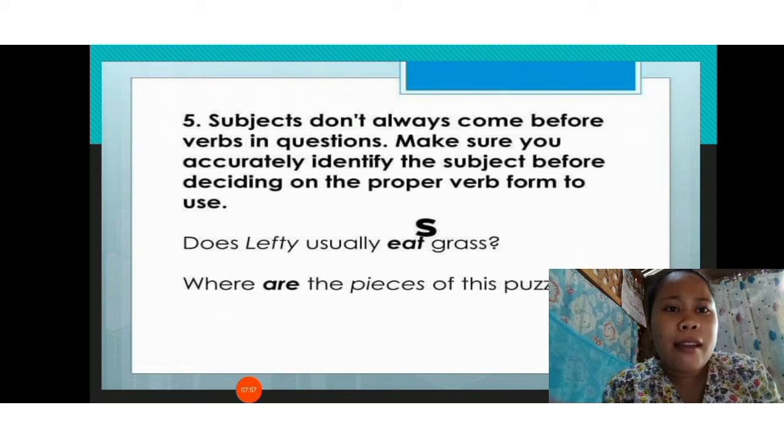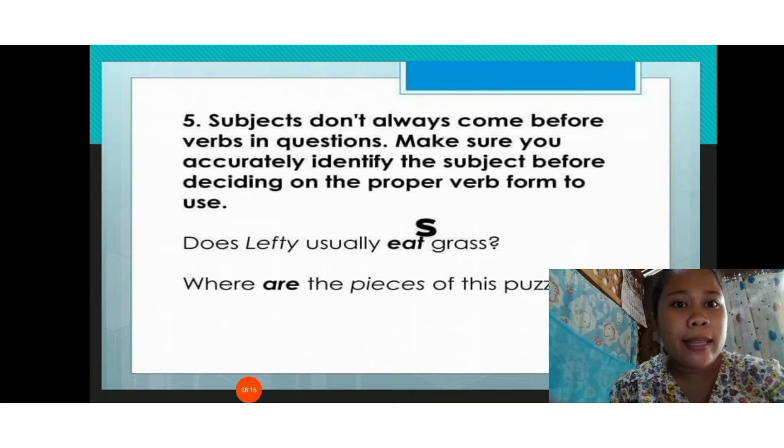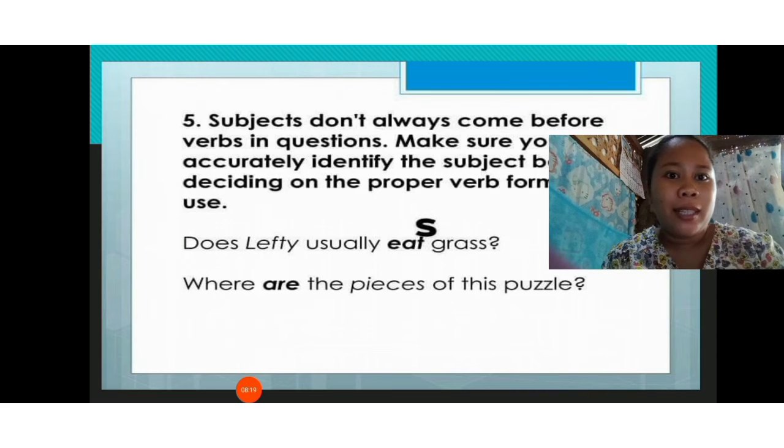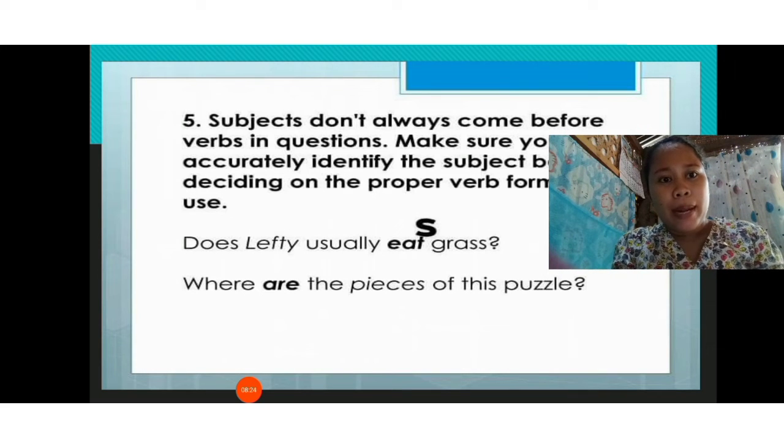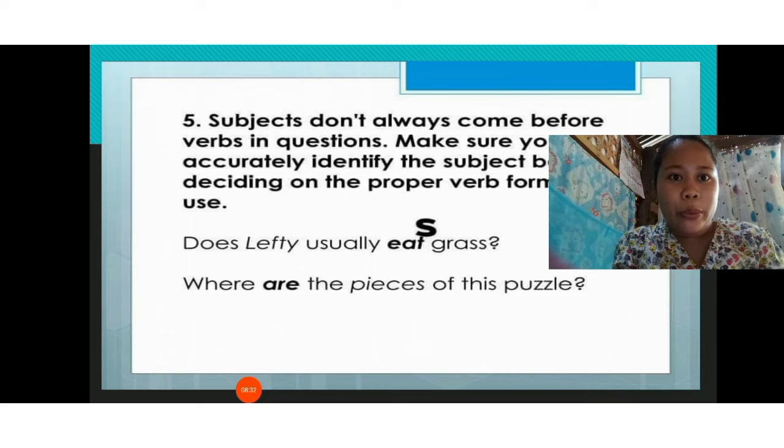So, for example, does Lefty usually eats grass? So, we have Lefty as our subject, and we have eats as our verb with S, singular. So, for this sentence, our subject is placed before the verb. And for our second sentence, where are the pieces of this puzzle? So, we have the verb placed before our subject. Our subject here is the pieces, plural. That's why we use plural form of the verb also, and that is are.